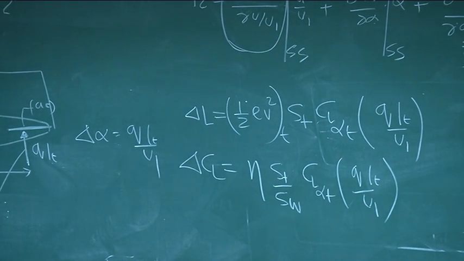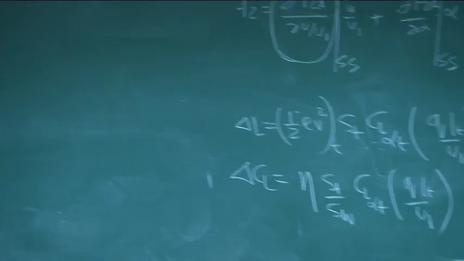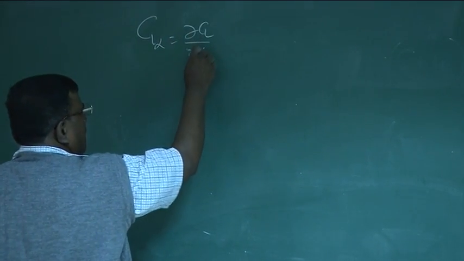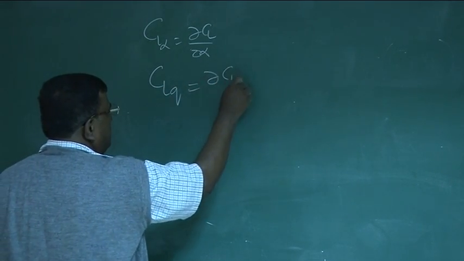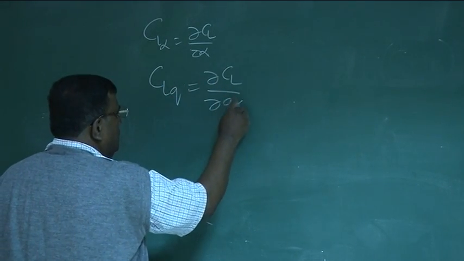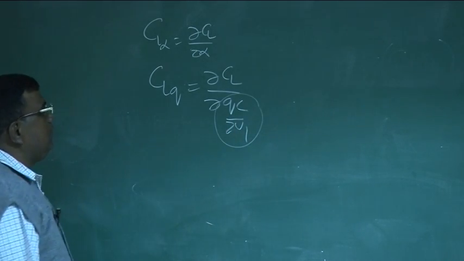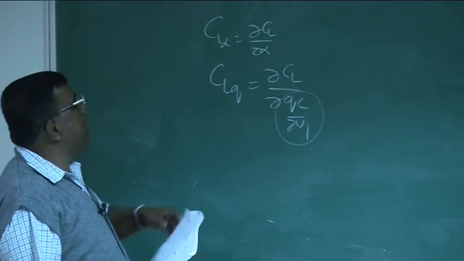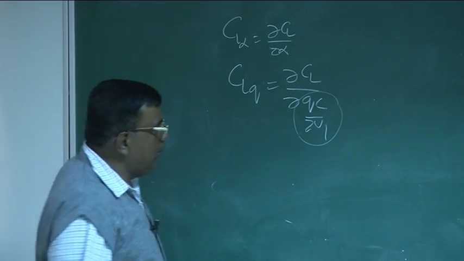Now it is interesting to see that we will find out CLQ. You know what is CL alpha? CL alpha is dCl by d alpha. Alpha is non-dimensional. We will now write CLQ, which is dCl by dQ C by 2U1. Because Q is a dimensional quantity, so QC by 2U1 is non-dimensional. So we will define CLQ as dCl by d(QC by 2U1). Okay? No problem on that.